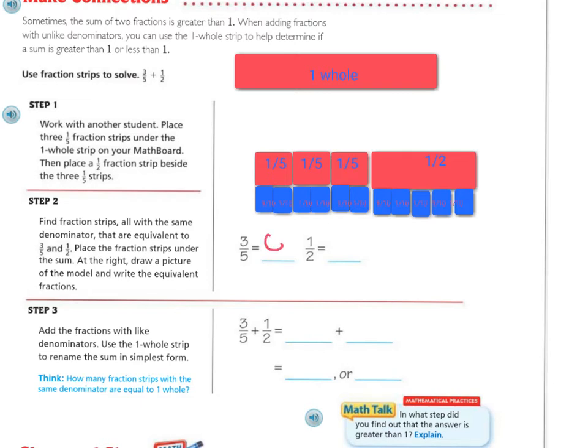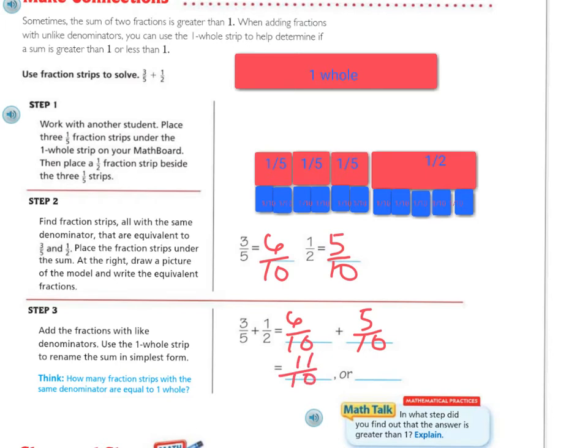Okay. And 1/2 equals 1, 2, 3, 4, 5/10. So if I'm doing this, 3/5 is equivalent to 6/10, and 1/2 is equivalent to 5/10. So 6/10 plus 5/10 is 11/10.